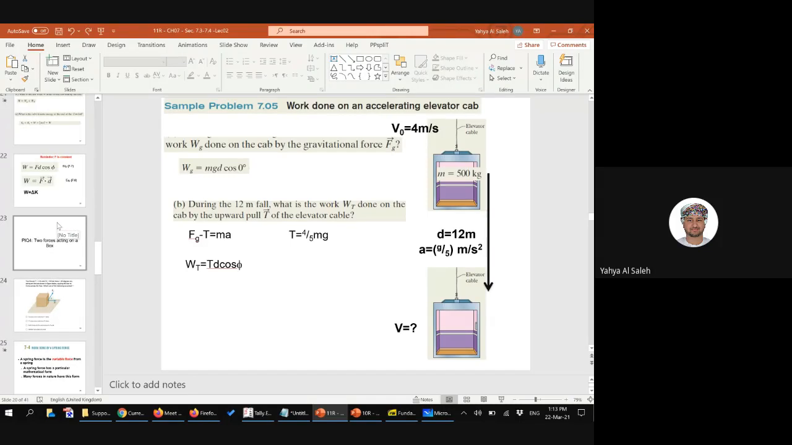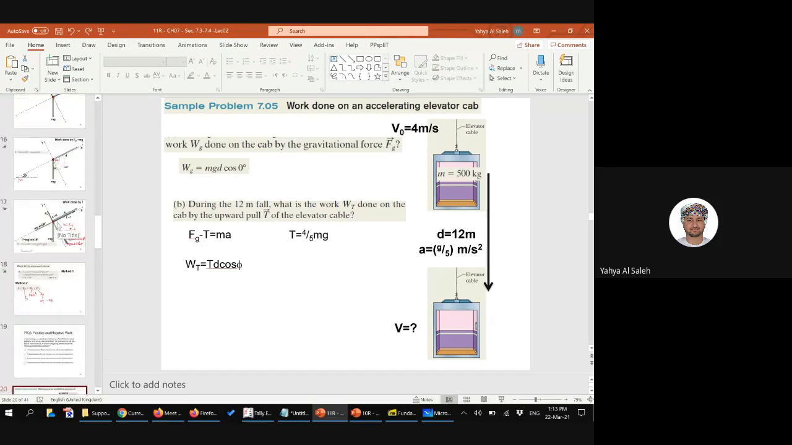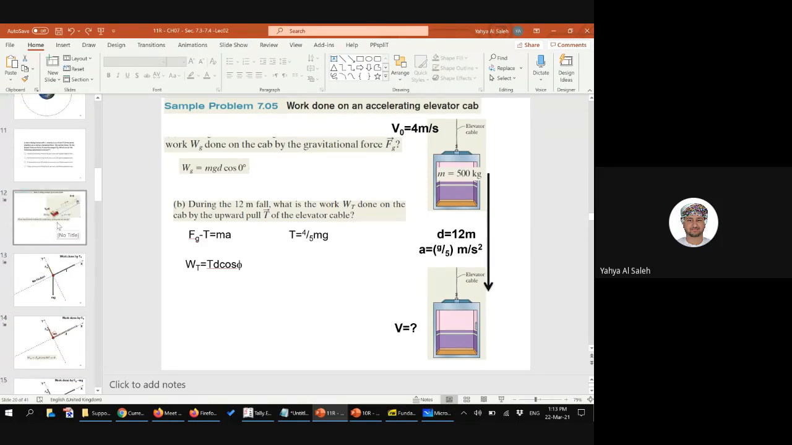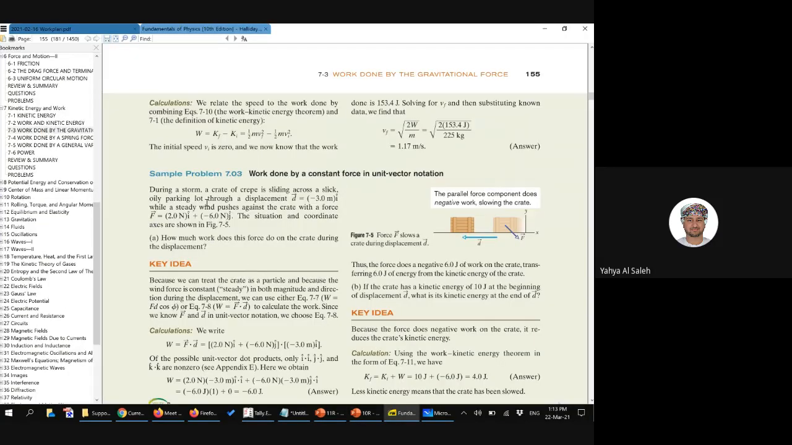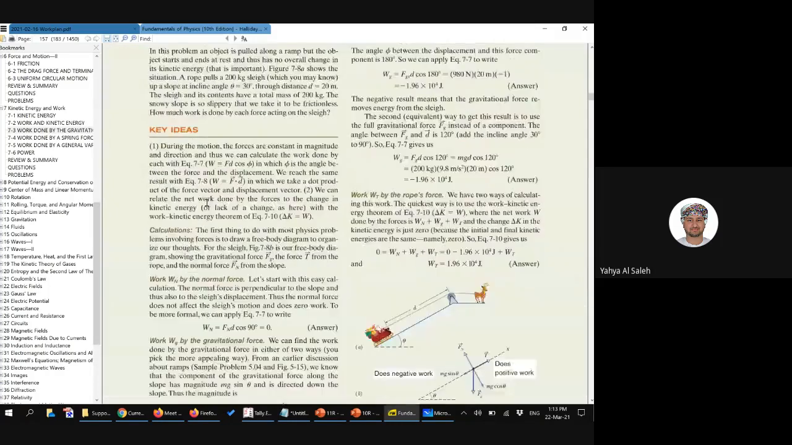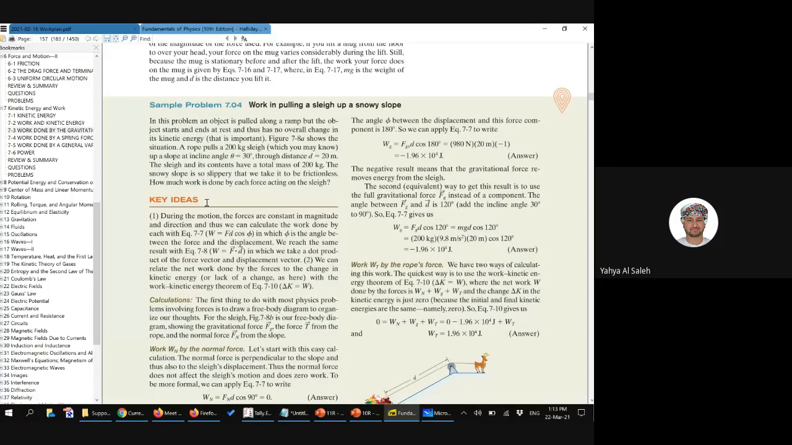Let's end this lecture with a sample problem. Sample problem 7.04. An object is pulled along a ramp, but the object starts and ends at rest.